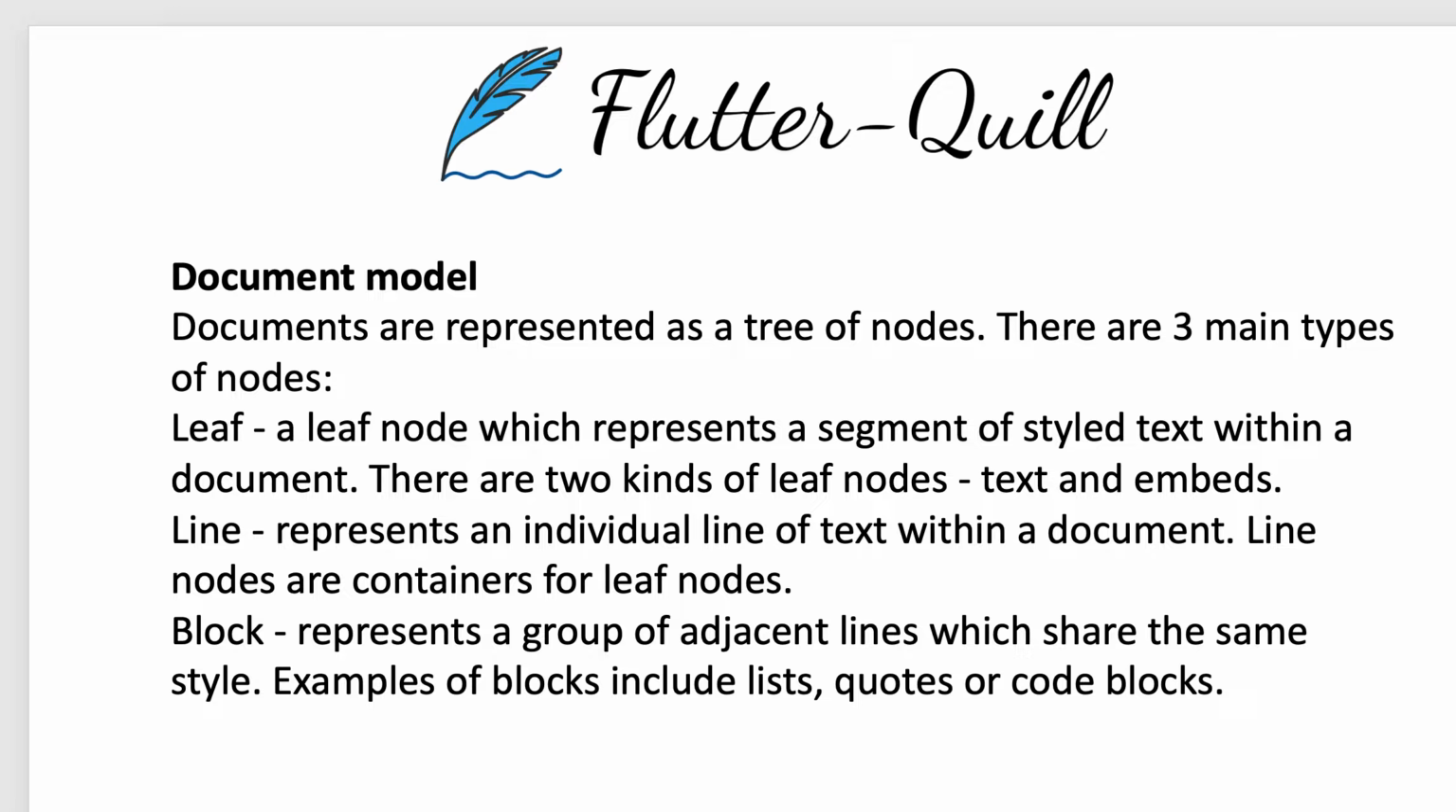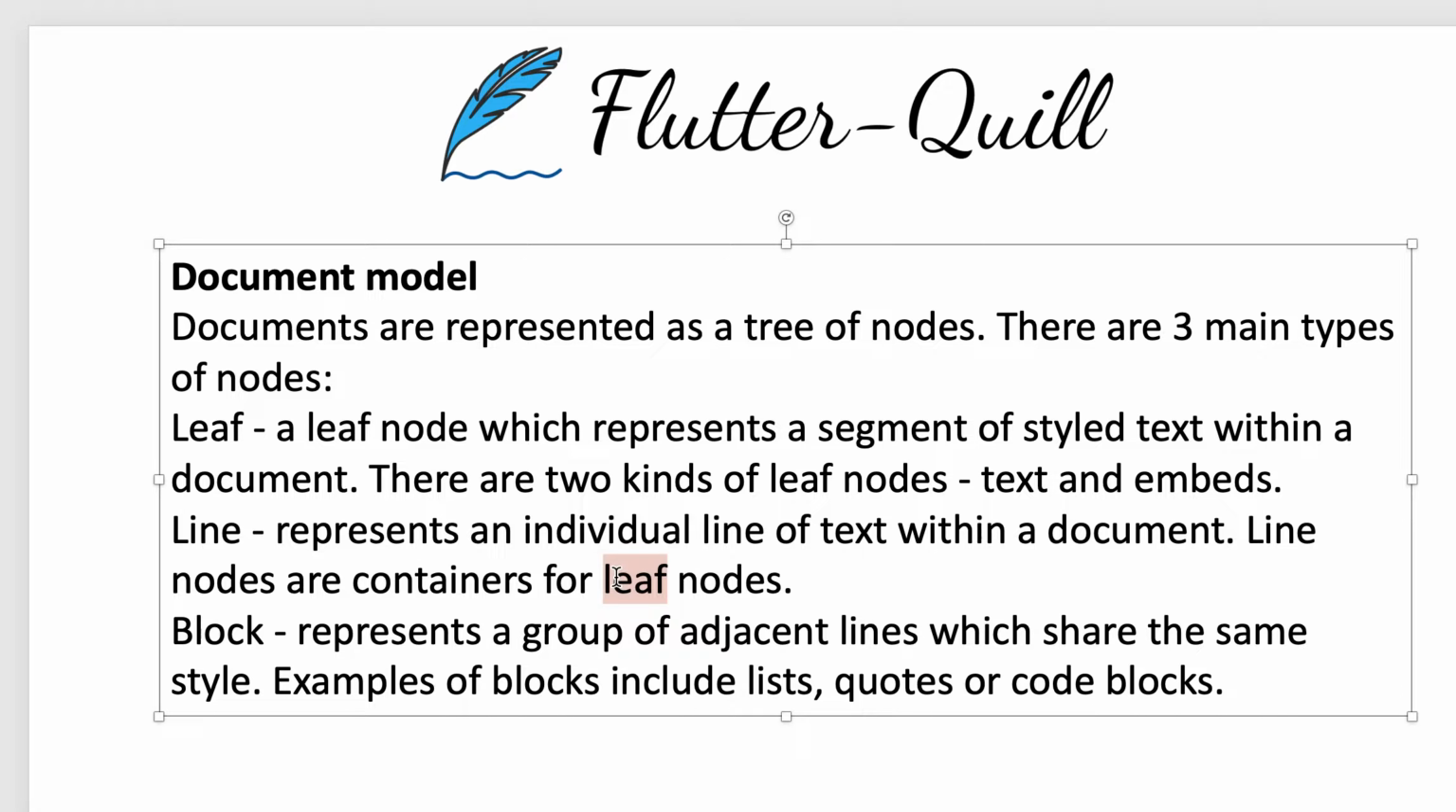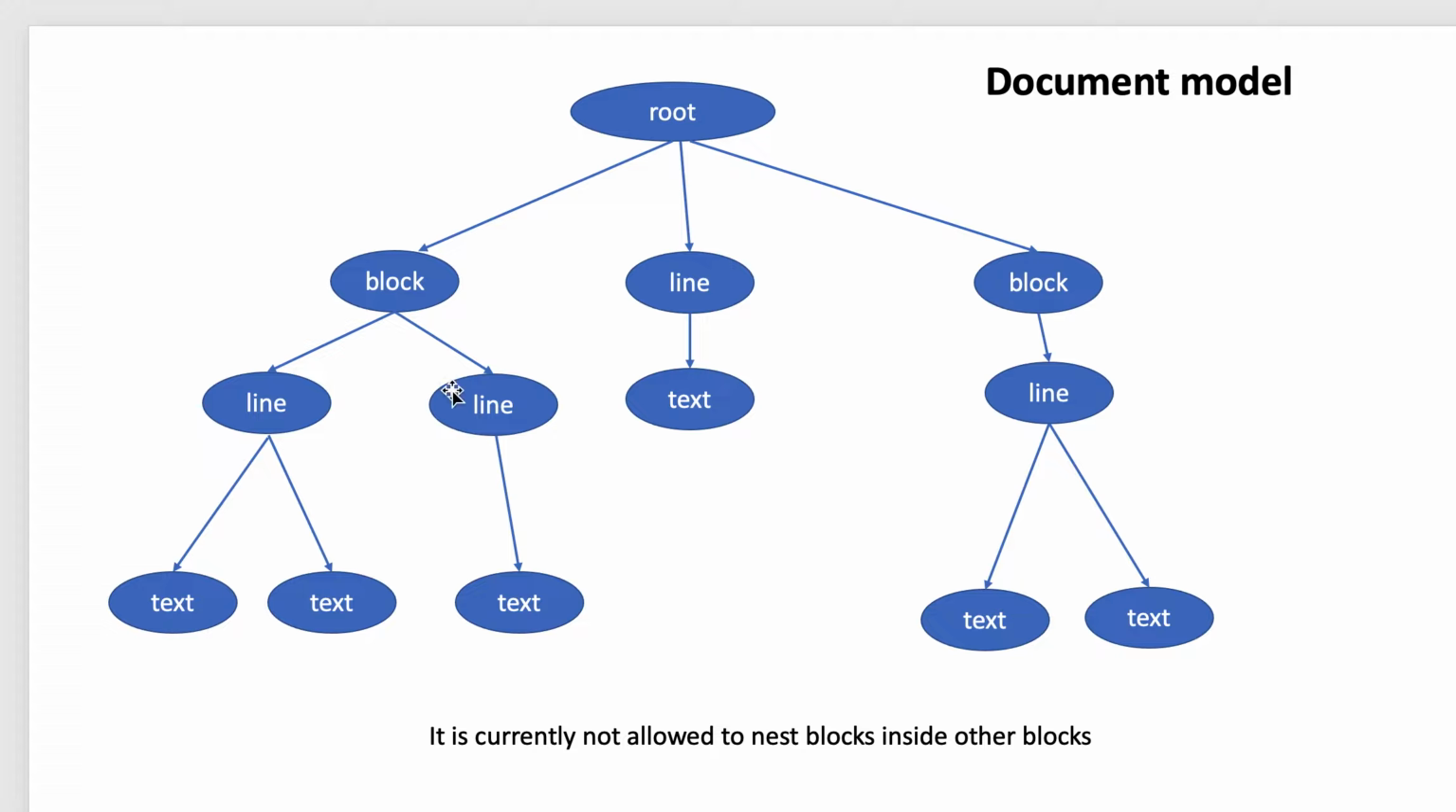And the line node actually represents an individual line of text. It's a group of text nodes within a document for a whole line. If you have a line break, that's another line, right? Line nodes are containers for leaf nodes. If you look here, you see line, and the children of line is text.